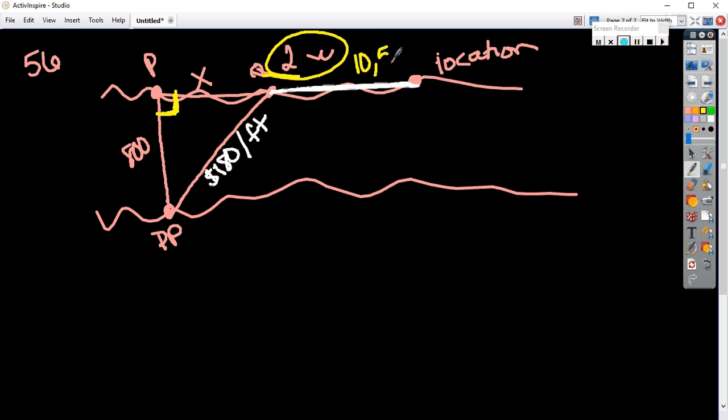Okay. So, let's find the length of the hypotenuse, and we're going to do it in terms of x. Let's call this C right now. So we know that 800 squared plus x squared equals C squared. So what is the length of the hypotenuse?